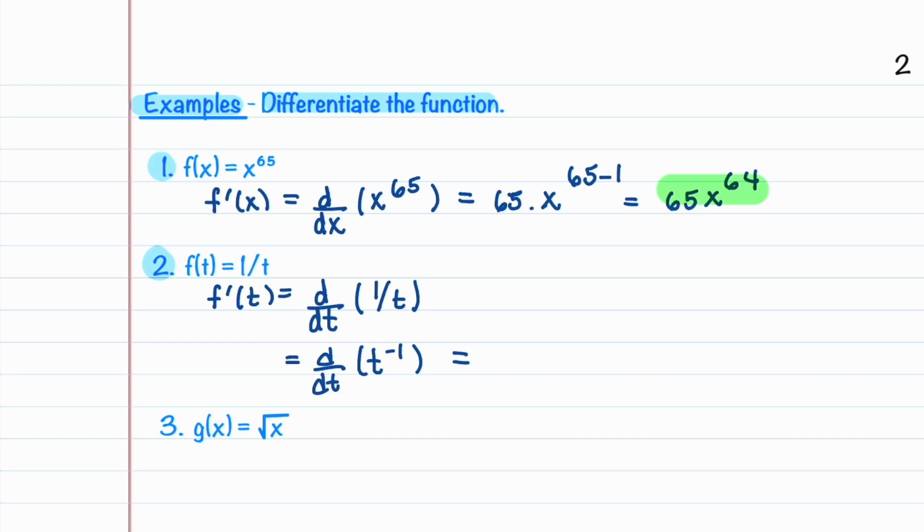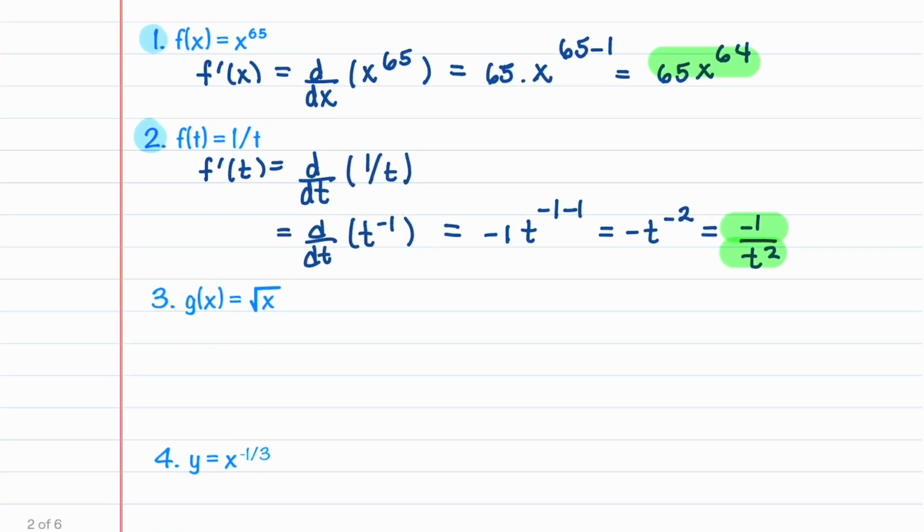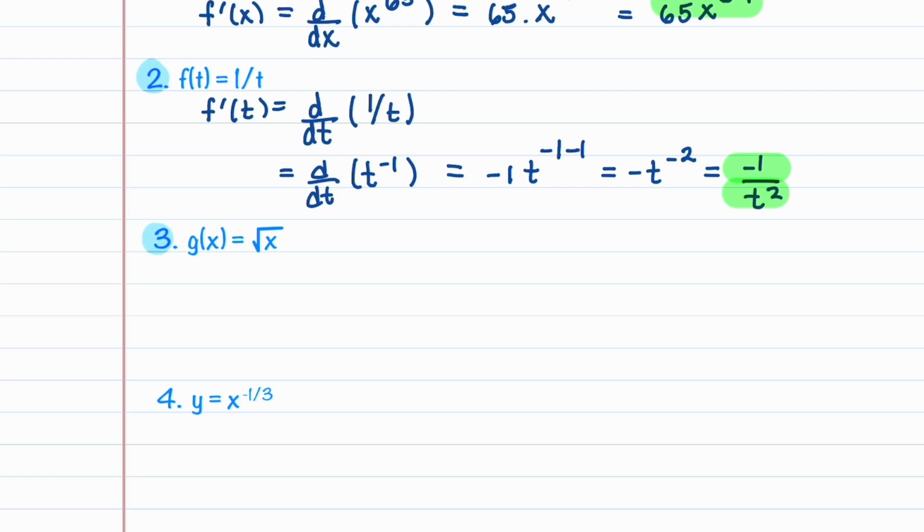We're going to bring down the power, so we have a minus 1 times t, and then we're going to subtract 1 from our exponent, and this gives us minus t to the minus 2. And I'm going to write this answer as minus 1 all over t squared. It's really good practice to put your answer in the same form as the function that you're given. Let's now look at our third example.